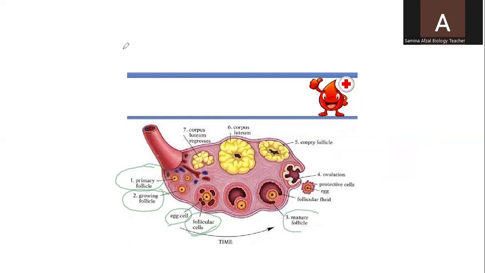When this egg is matured, it will start releasing. Ovulation will take place with protective cells around it, and when ovulation is done, the empty follicles are there. If the egg is fertilized, the corpus luteum will be formed, and this corpus luteum will be well nourished with blood capillaries. If there is no fertilization of the egg, the corpus luteum will regress or shrink.